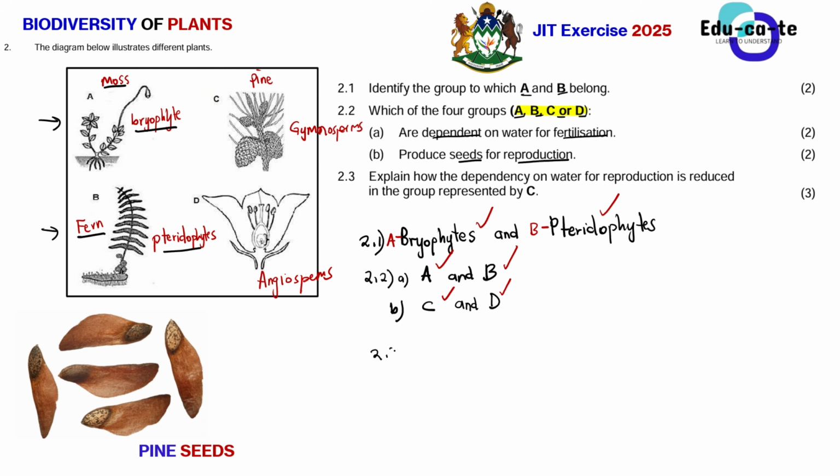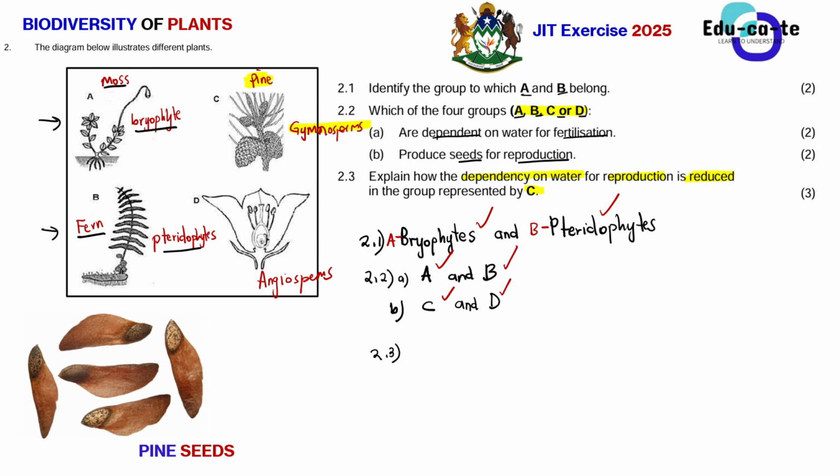Now let's try to do this explanation question. And this explanation question says, explain how the dependency on water for reproduction is reduced in the group represented by C. So C, we have already said that is a pine tree, so it belongs to the gymnosperms division, the division Gymnospermae.